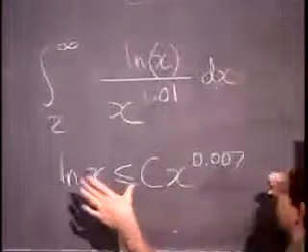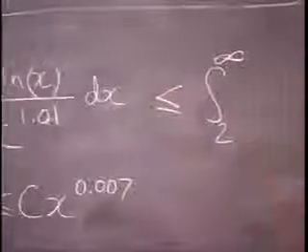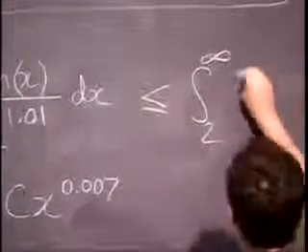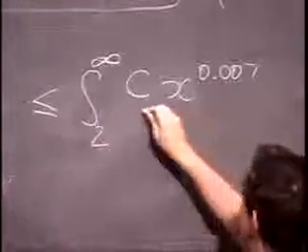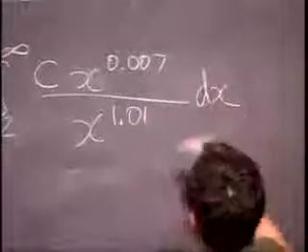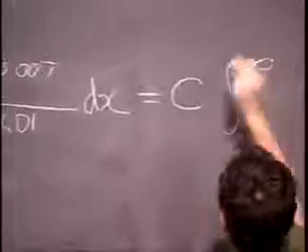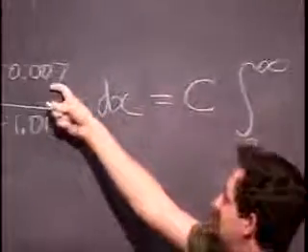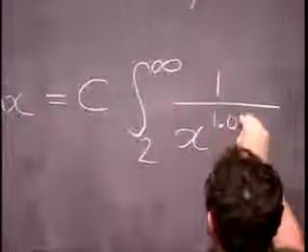Let's see what happens if we use this. This is less than or equal to the integral from 2 to infinity, constant x to the 0.007 over x to the 1.01. And when you cancel this down, the constant comes out of the integral. You are left with 1.003.